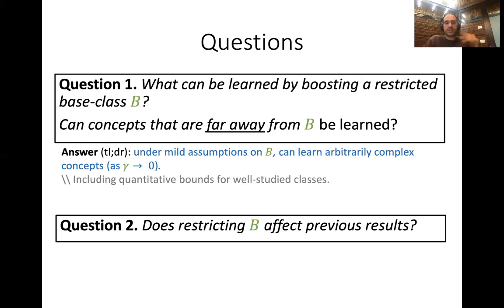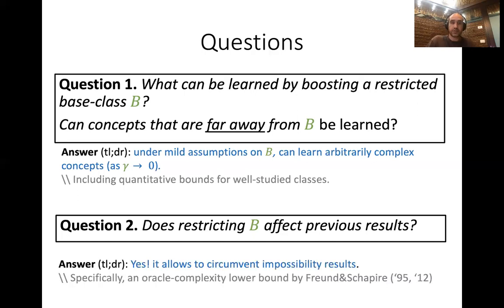The second question is, does this assumption that the base class, the weak hypotheses, are limited or computationally restricted, change classical results? Does it affect classical results in the theory of boosting? And surprisingly, the answer here is also yes. So there is a classical oracle complexity lower bound by Freund and Schapire, which we are able to circumvent using this assumption. Okay, so now I'll tell you a little bit more details about each of these results.